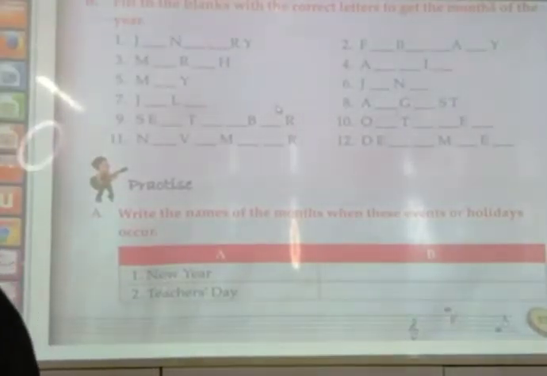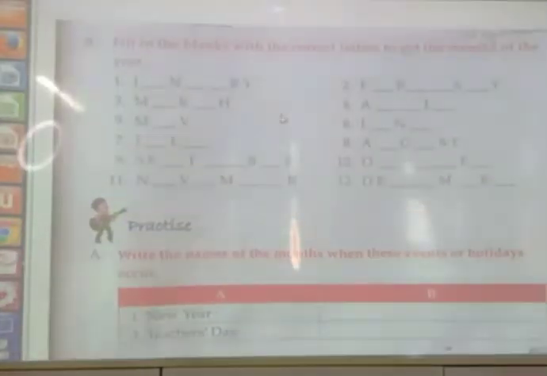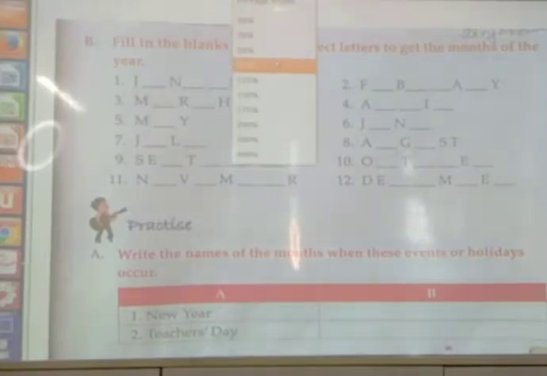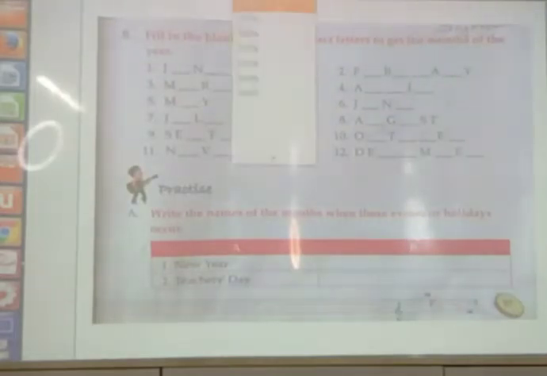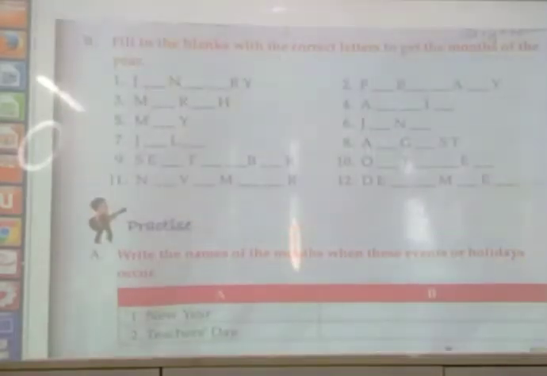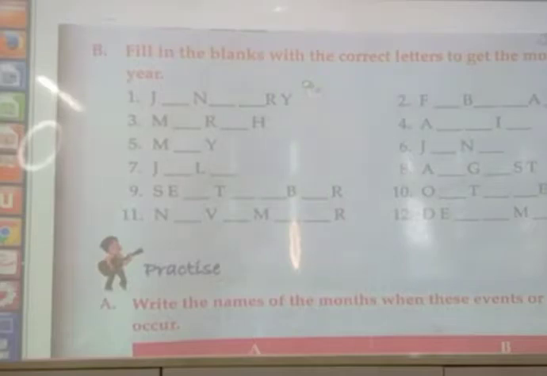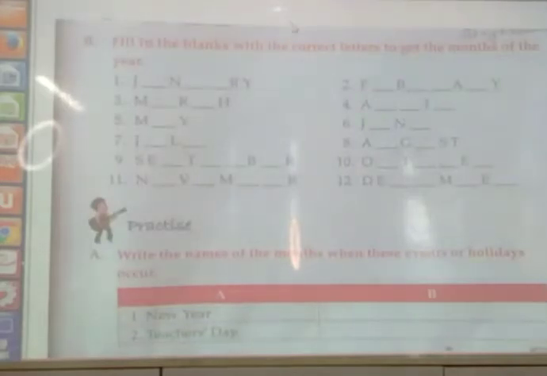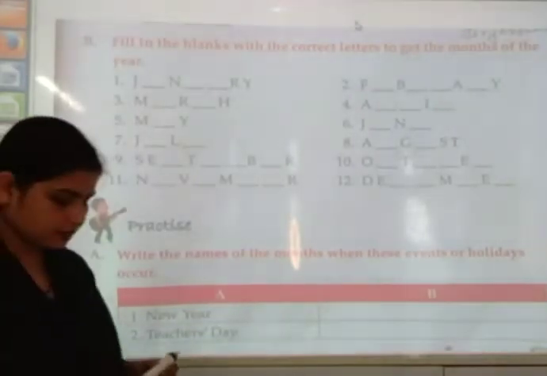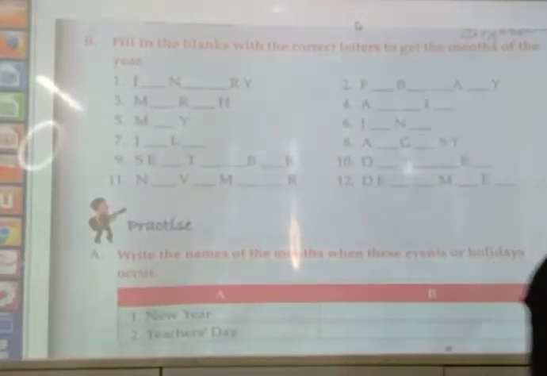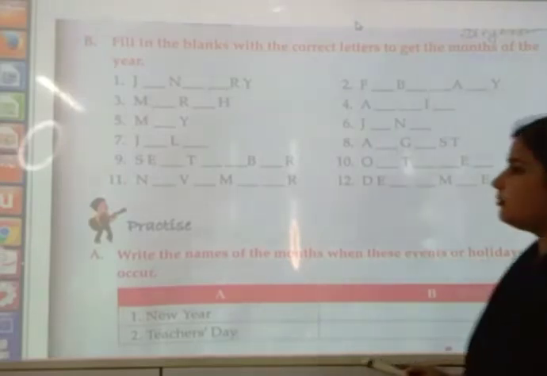So the first one is January. The first month of the year is January. The second month is February. The third month is March. So likewise you have to fill the missing letters to complete the spellings of these months.